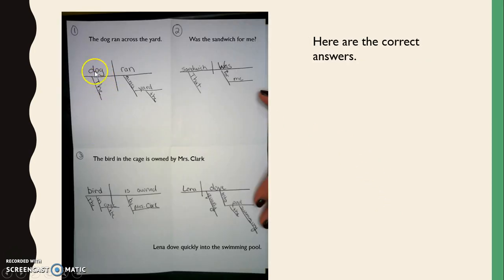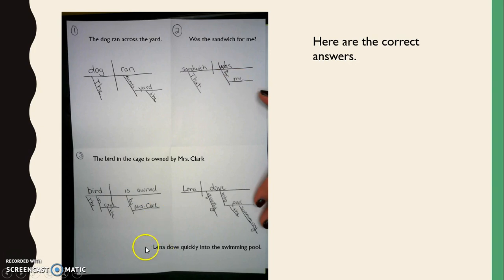And here we go. Dog and ran is our simple sentence. The modifies dog. Across the road modifies where the dog ran. Across is your preposition. Road is your object, and the modifies road. Was that sandwich for me? That, which should not be capitalized, there's my first mistake, sandwich, was, and then for me modifies was. Who was it for? It was for me. Notice it's just a preposition and an object, no modifiers.